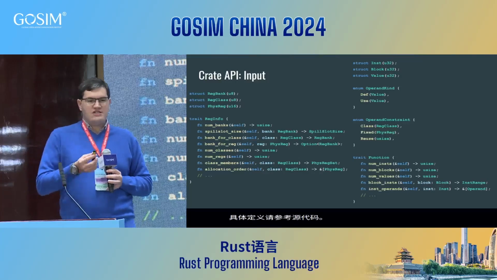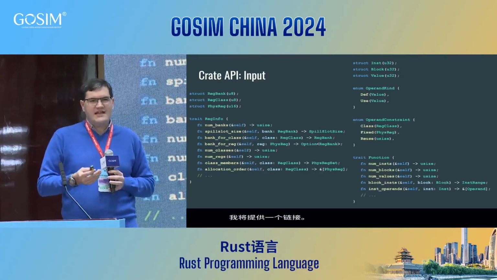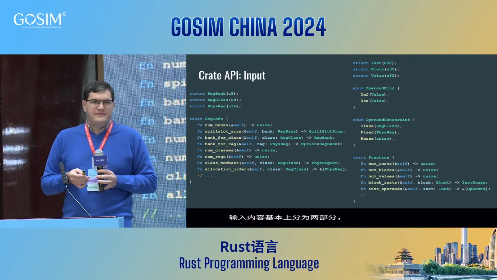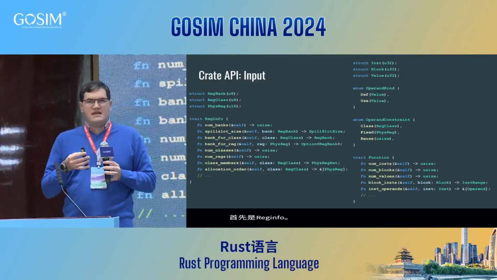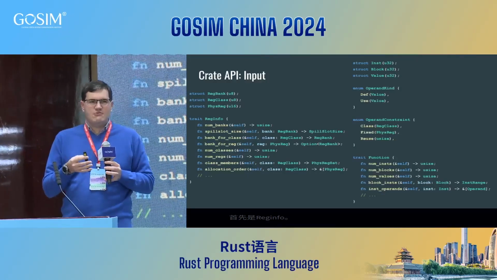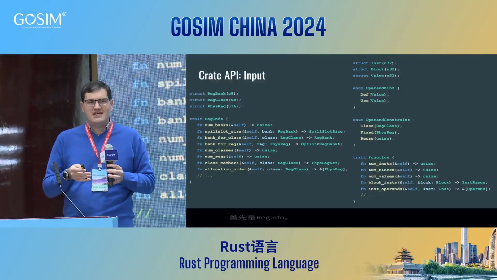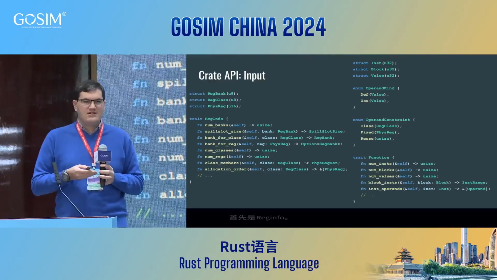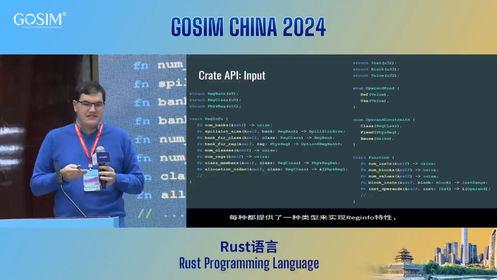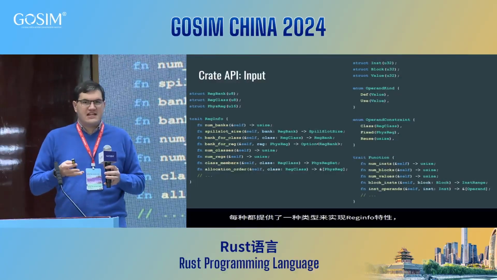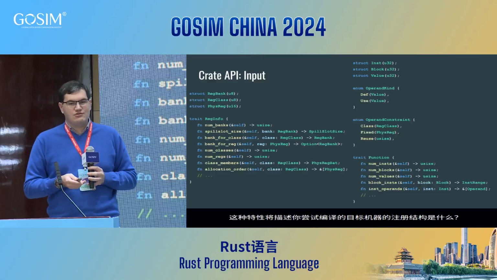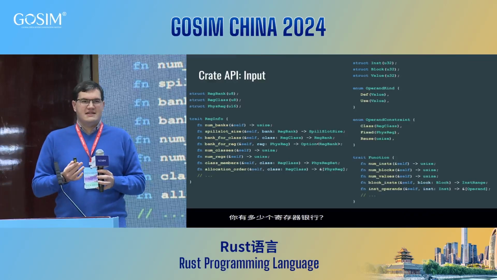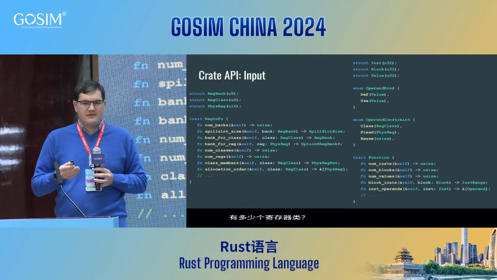First, a reginfo. You need to provide a type that implements the reginfo trait, which will describe what is the register structure of the machine you're trying to compile for. How many register banks do you have? How many register classes? How many registers? For each class, what registers it contains, etc. You're essentially describing all of the constraints that may be used in a function.